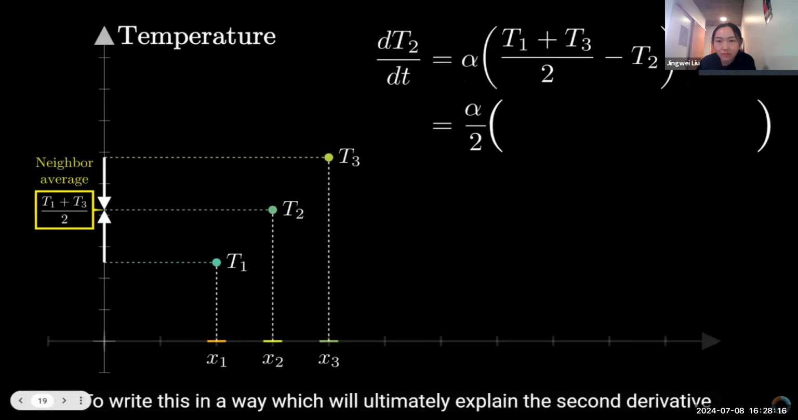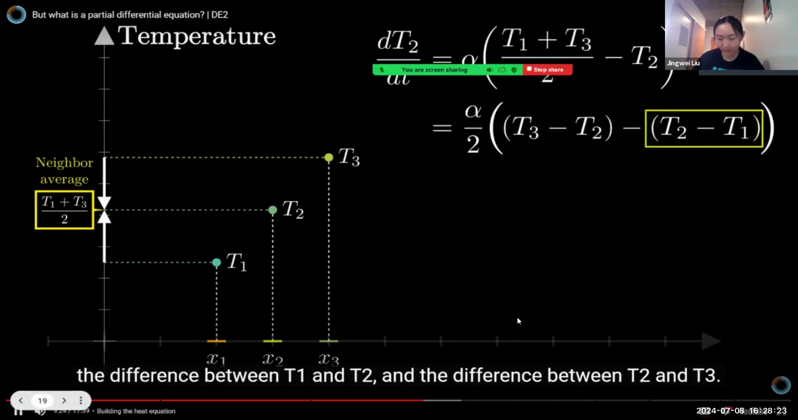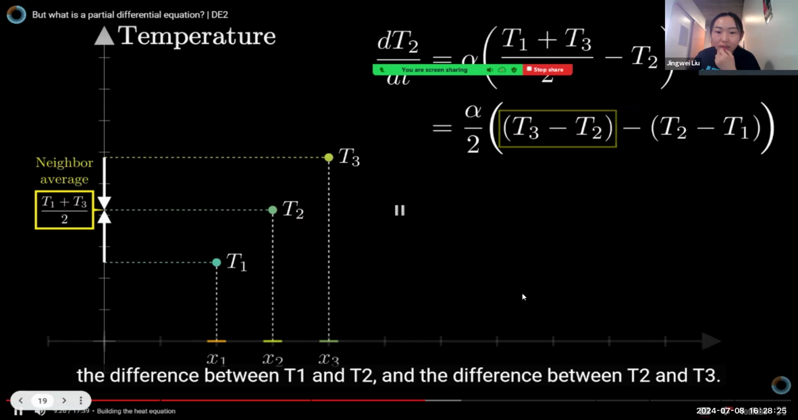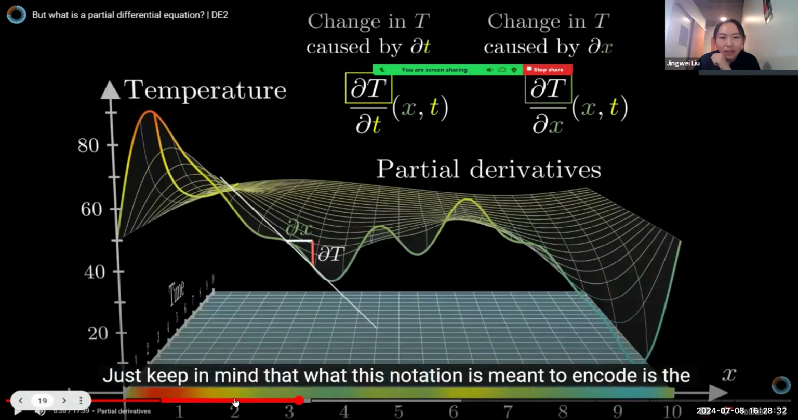To write this in a way which will ultimately explain the second derivative in the heat equation, let me rearrange this right hand side a bit in terms of the difference between T1 and T2 and the difference between T2 and T3. Okay, maybe let me stop here. I think the basic thing I want you to understand is this graph with two variables, time and x, and the partial derivatives describe the rate of change either through position or through time.